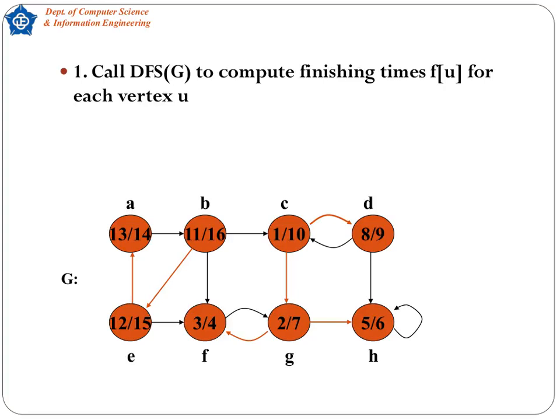After we finish exploring C, we backtrack to B, which then finishes at time 16, while E and A wrap up at 15 and 14, respectively. These finishing times give us a clear total order, B highest, then E, A, C, and so on, that we'll use in the very next step.